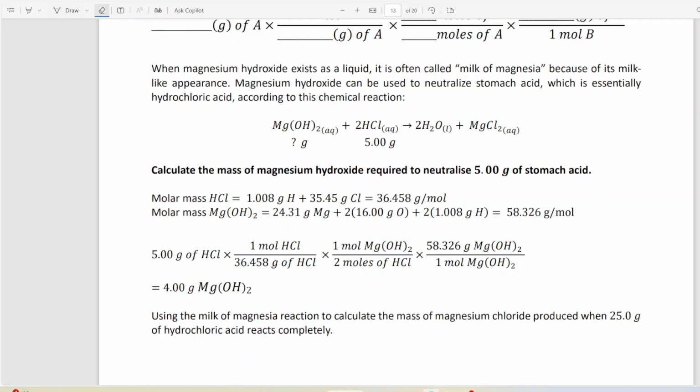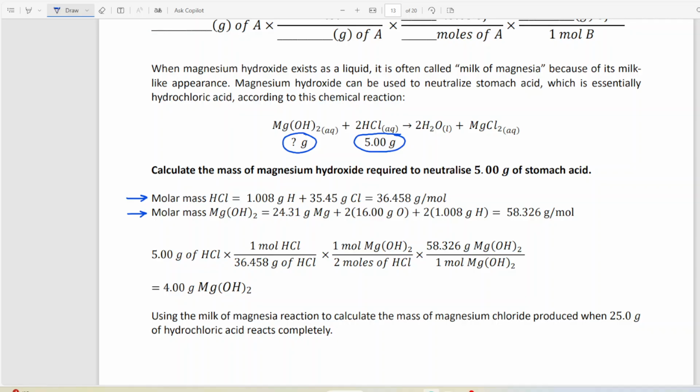And now what we're going to look at is how to calculate the mass of magnesium hydroxide required to neutralize 5 grams of stomach acid. So you want to know the grams of magnesium hydroxide and you know the grams of hydrochloric acid. So the first thing you're going to do is find the molar mass of the hydrochloric acid and the magnesium hydroxide. So I've done this for you, right? Hydrochloric acid is 1 hydrogen and 1 chloride. And then the molar mass of magnesium hydroxide is 1 magnesium, 2 oxygens, and 2 hydrogens.